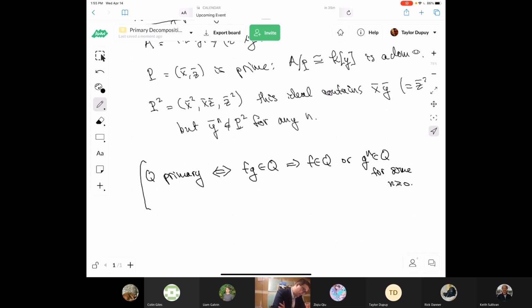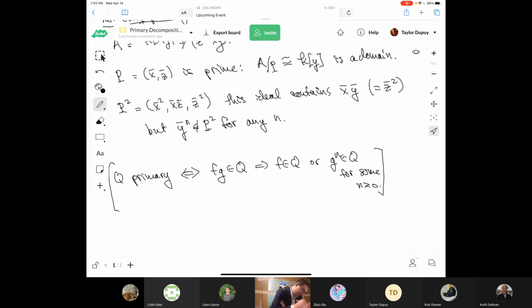Okay, so this is what we're applying. And so here we have X times Y. This is in P squared, right? But they're not in X to the N. Neither of them is to a power.